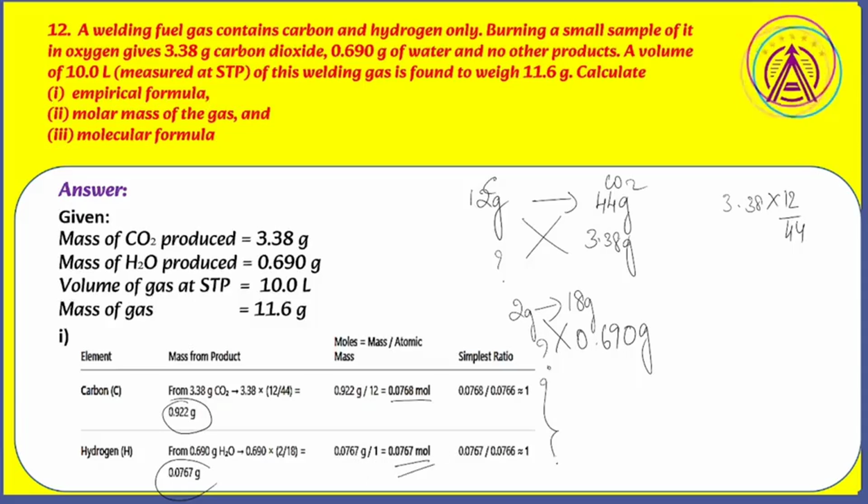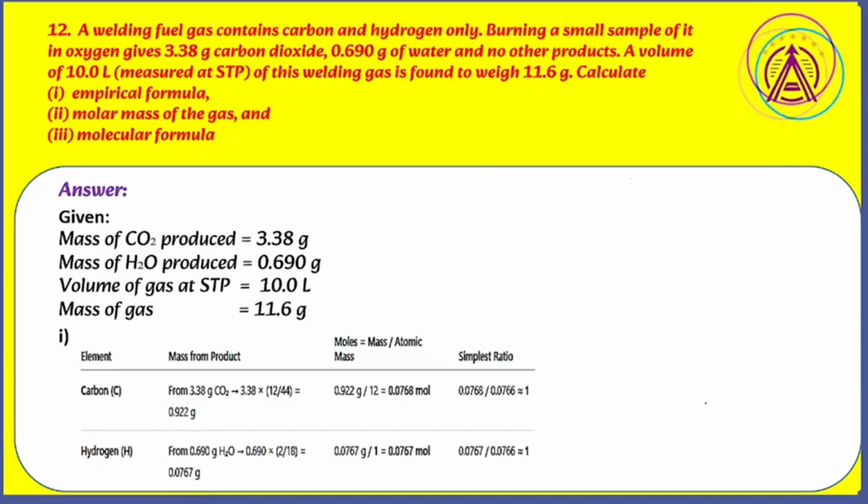Now, whenever we find our empirical formula, as I have told you, from the moles that we get, we have to change the moles to the simplest ratio by dividing with the smallest number. Divide both of them and we get a ratio of 1:1. So this tells us that carbon and hydrogen are in the ratio 1:1, which is nothing but CH. This is my empirical formula.